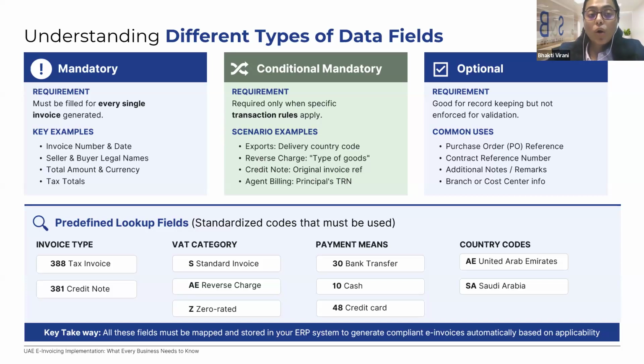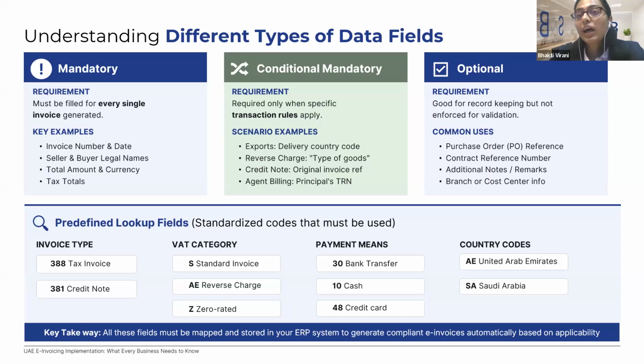So for the set of mandatory, conditional mandatory, and optional fields, some fields are predefined by the ministry. For example, we take the invoice type. For the invoice type, the ministry has given 10 or 12 categories of invoicing, and every category is linked to a code. So if you see below on the screen, we've plotted the example. Suppose you see code 388, that stands for a tax invoice.